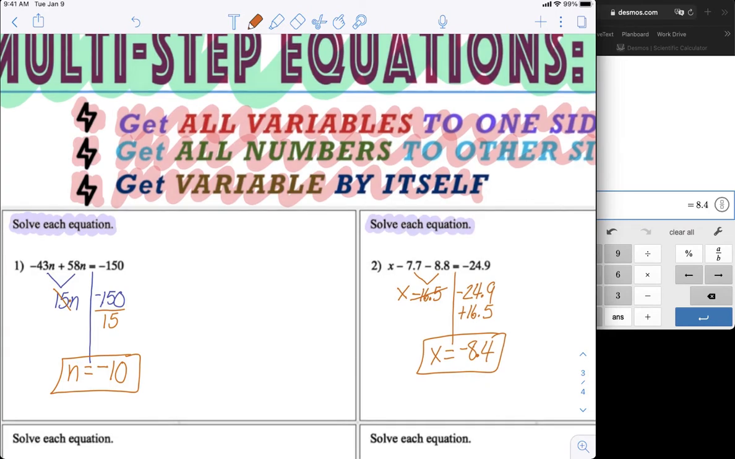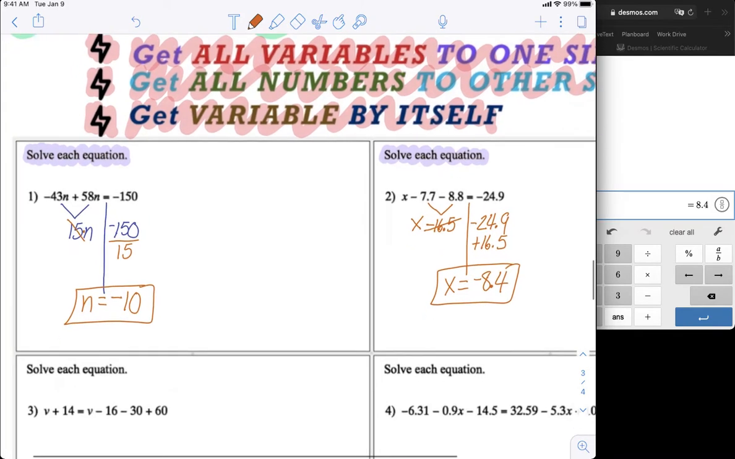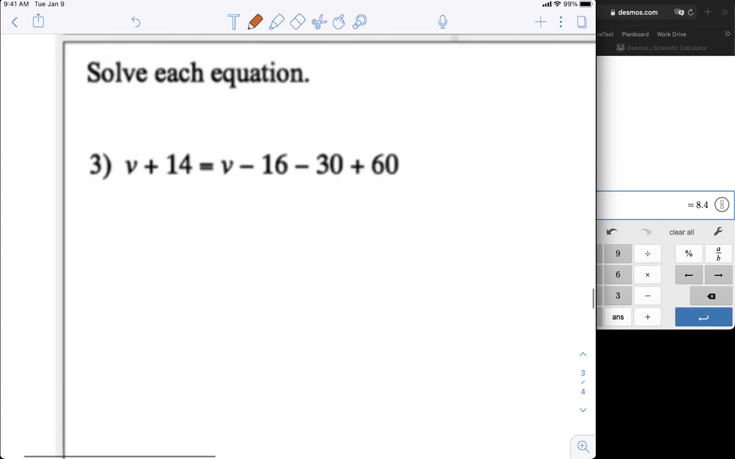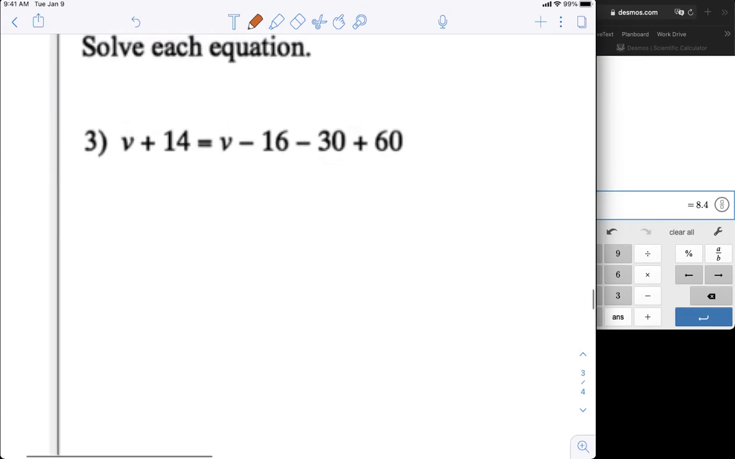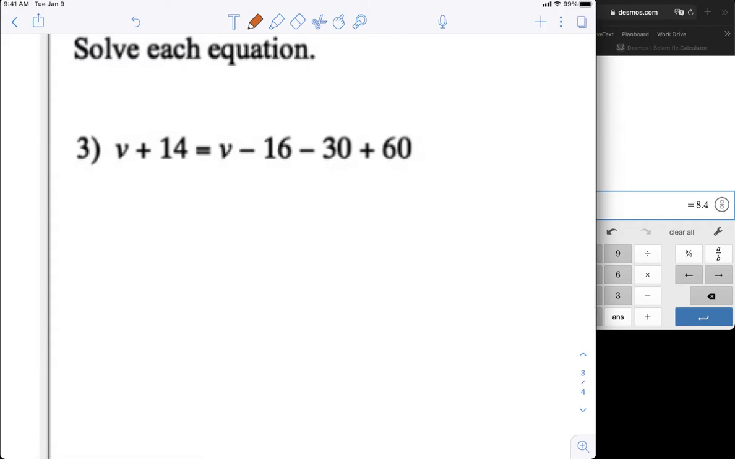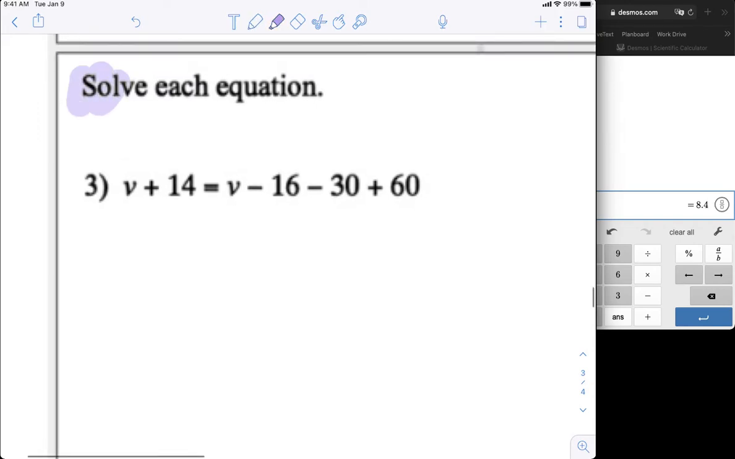All right. So make sure you're writing your notes down. Make sure that you're rewinding or pausing, just to be sure that you are on the right track. Let's move on to number 3 here. So again, solve each equation, right? We're going to solve this equation right here.